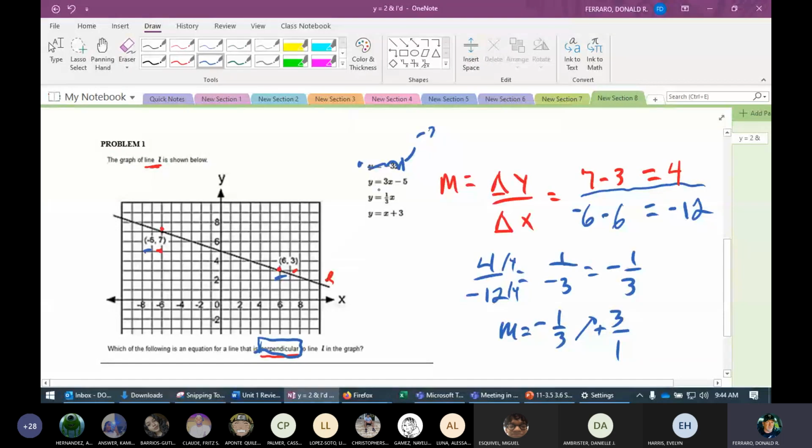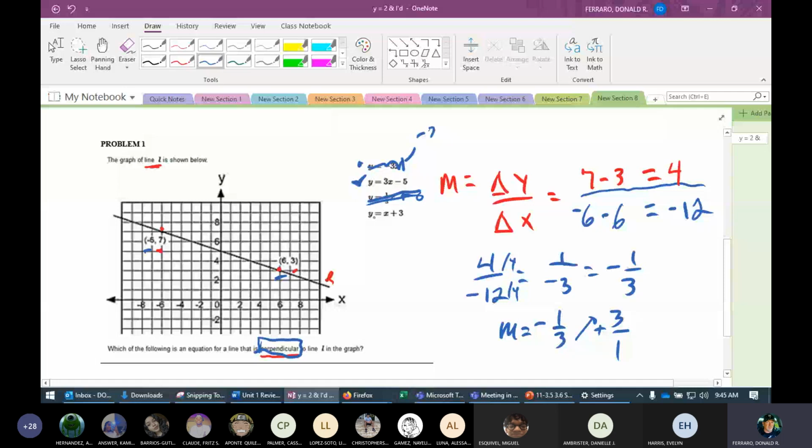What's the slope on the second equation? y equals 3x minus 5. Evelyn says 3. So that could be a possibility, right? Maybe that's the answer. Now, what's the slope on the third equation? y equals 1/3 x plus 0. That's implied. 1/3. Is that going to be one of our answers? No, right? We're looking for perpendicular there. So we can eliminate that one.